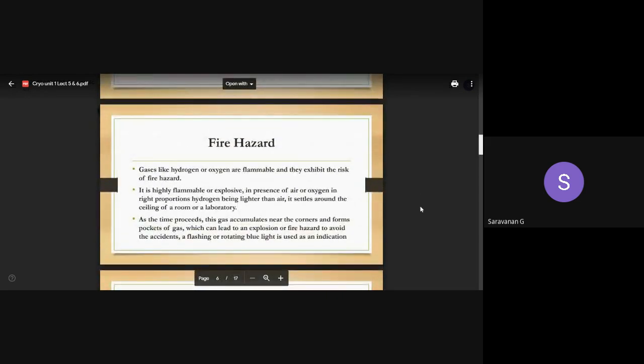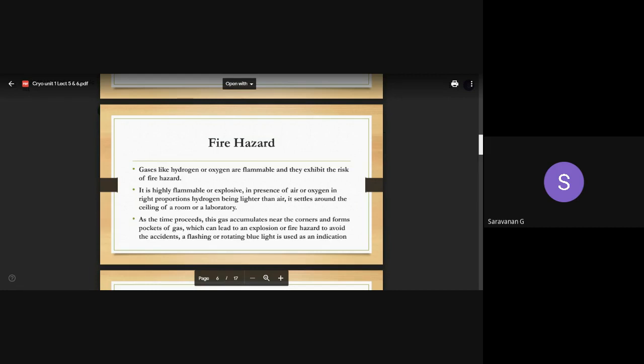Then the next one is the fire hazard. Whenever we are dealing with cryogenic systems, the liquefied gases like hydrogen or oxygen are very much flammable. So this will lead to fire hazards. Whenever we go for liquid oxygen or liquid hydrogen, during the gasification process, the gases like hydrogen and oxygen are highly inflammable. That causes a high risk of fire hazards. It is highly flammable, or sometimes explosive.